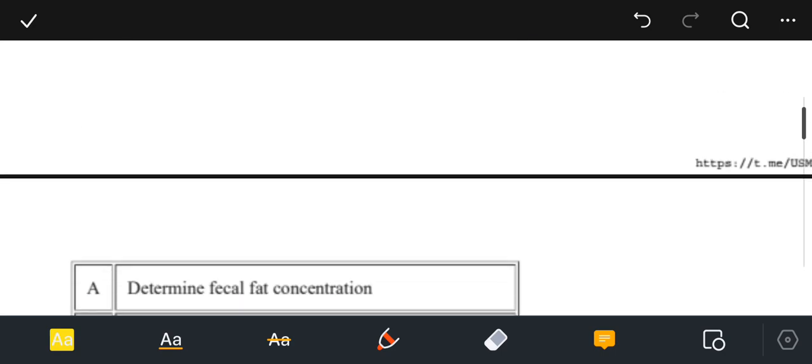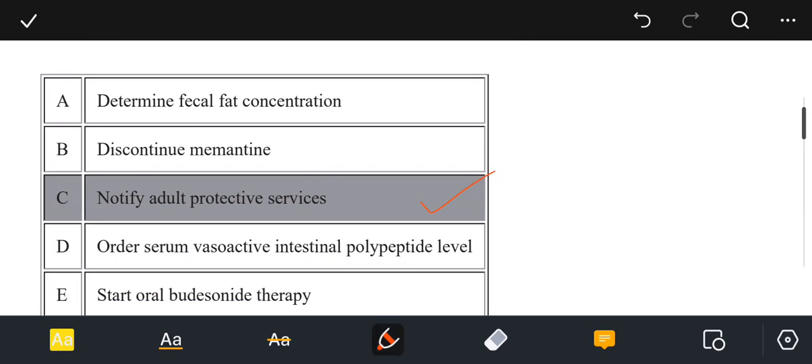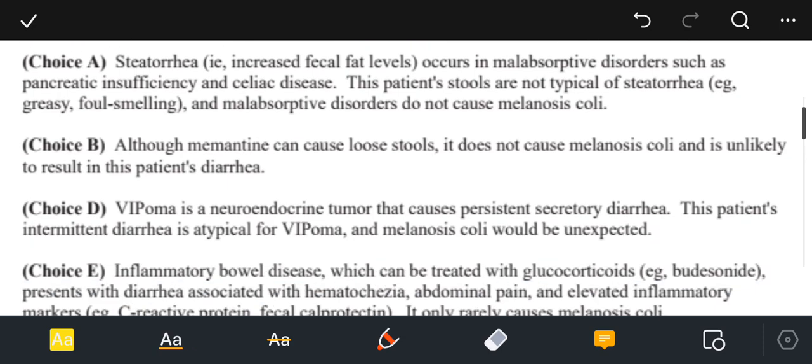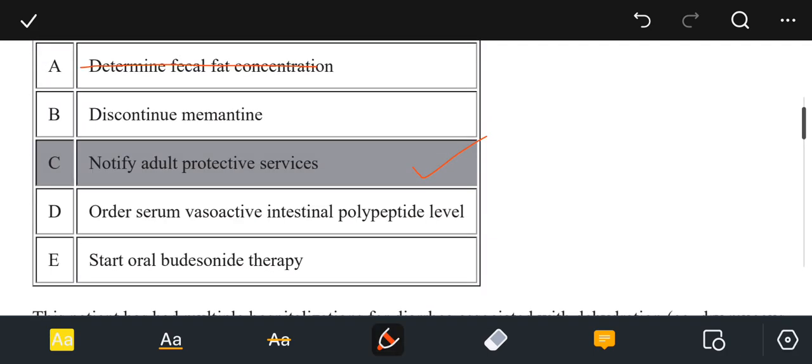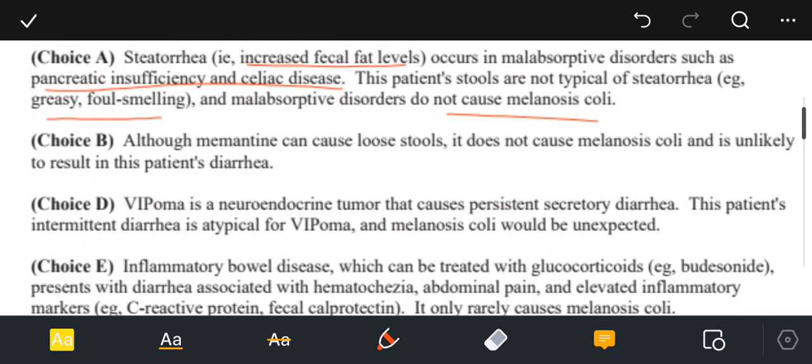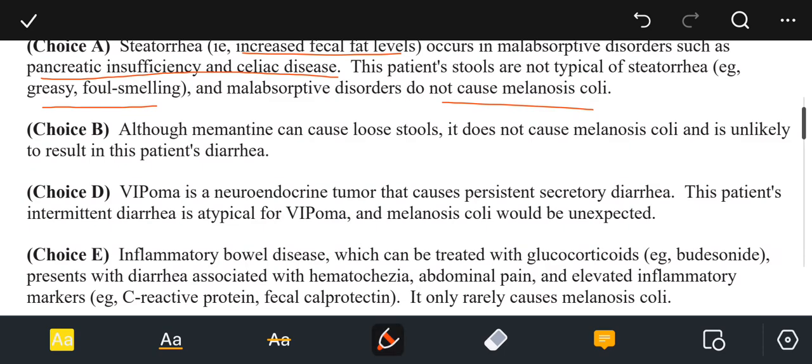Choice A, that is determine the fecal fat concentration. This was not the option of choice because steatorrhea, that is increased fecal fat levels, occurs in malabsorptive disorders such as pancreatic insufficiency and celiac disease. These patients' stools are typically greasy and foul smelling, and malabsorptive disorders do not cause melanosis coli. Choice B, that is discontinue memantine. This is not the option of choice because although memantine can cause loose stools, it does not cause melanosis coli and is unlikely to result in this patient's diarrhea.